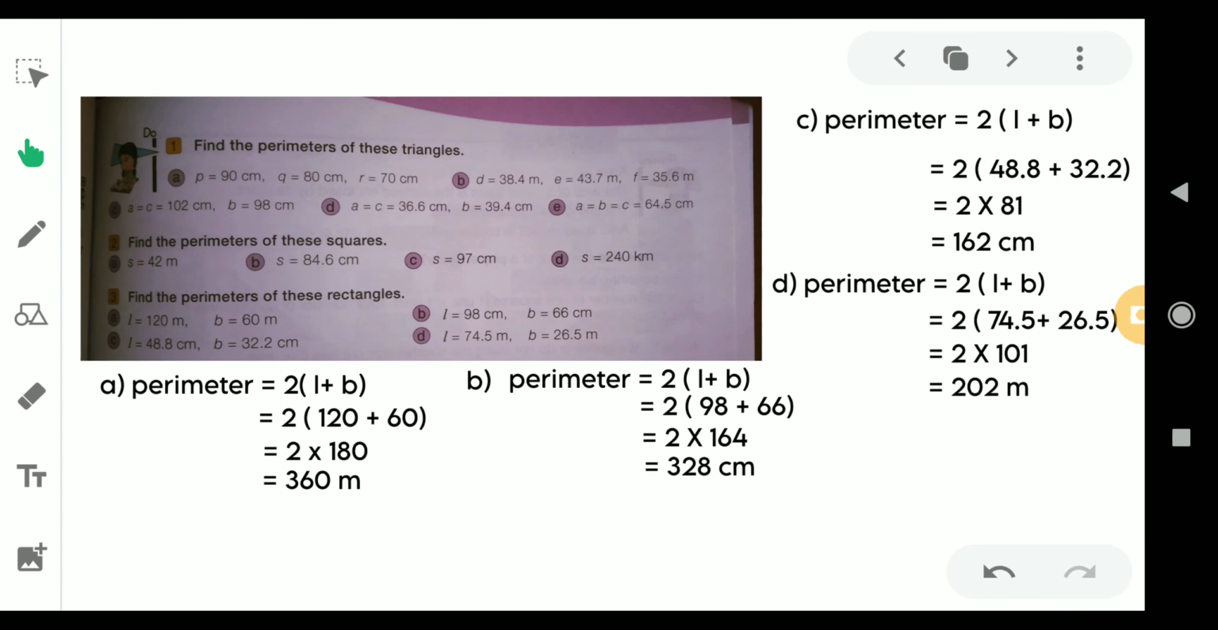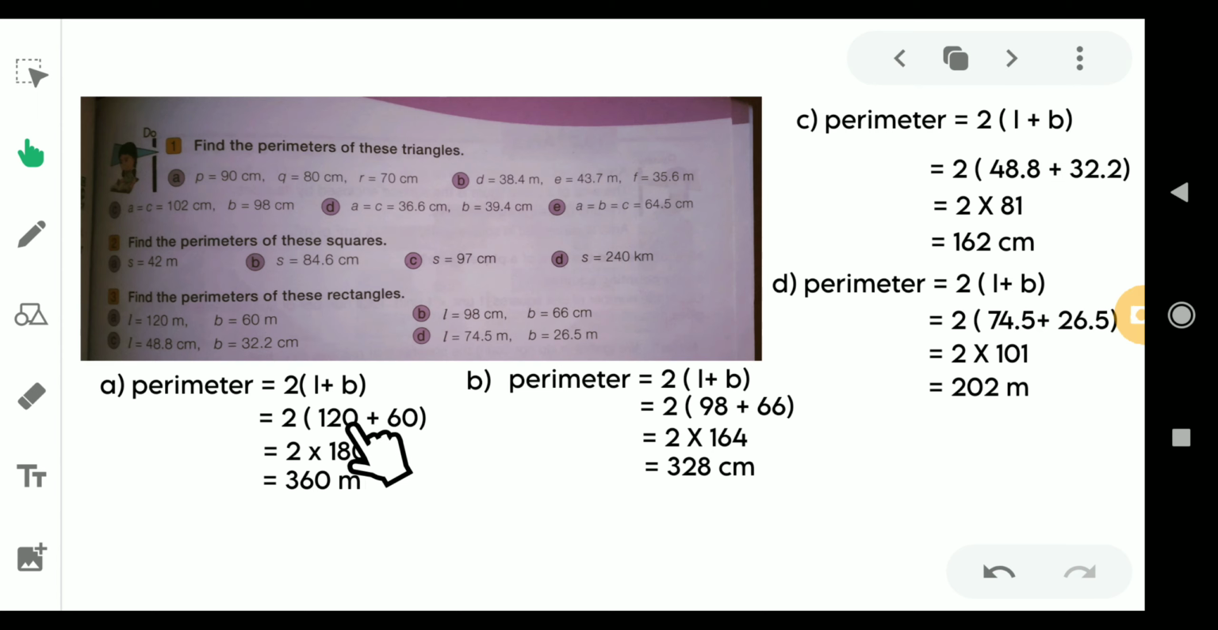Let's move on to the next main, that is find the perimeters of these rectangles. So just recall the formula of a rectangle, that is 2 times L plus B. L is given, breadth is also given. A rectangle usually has two sides which are equal, and the other two sides which are also equal, opposite to each other. So the length is 120 meter and the breadth is 60 meter.